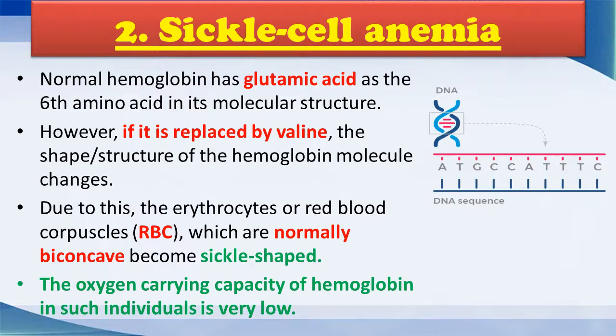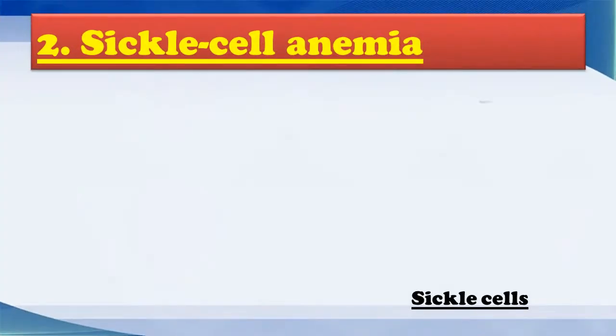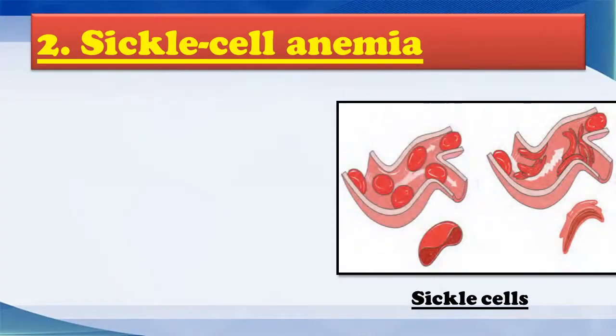and the oxygen carrying capacity of the hemoglobin in such individuals is very low. That means if the normal blood cells have a biconcave shape, they become sickle shaped, so the oxygen carrying capacity of the hemoglobin will also be very less. Here you can see the normal red blood cells with biconcave shape, and alongside you can observe the sickle red blood cell. So this is a sickle cell shape.